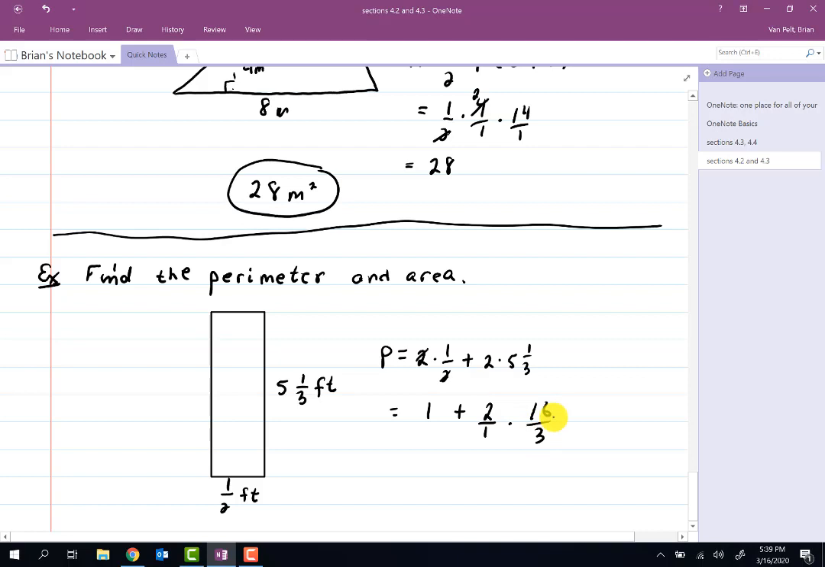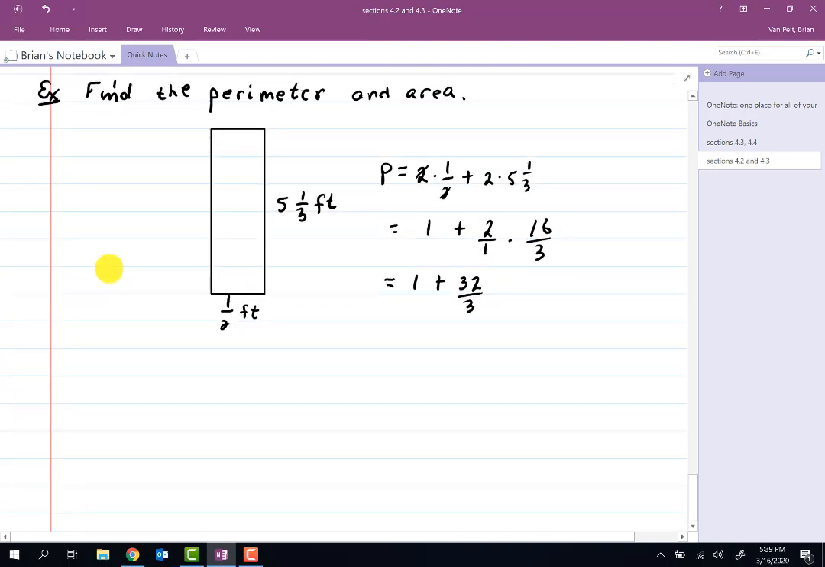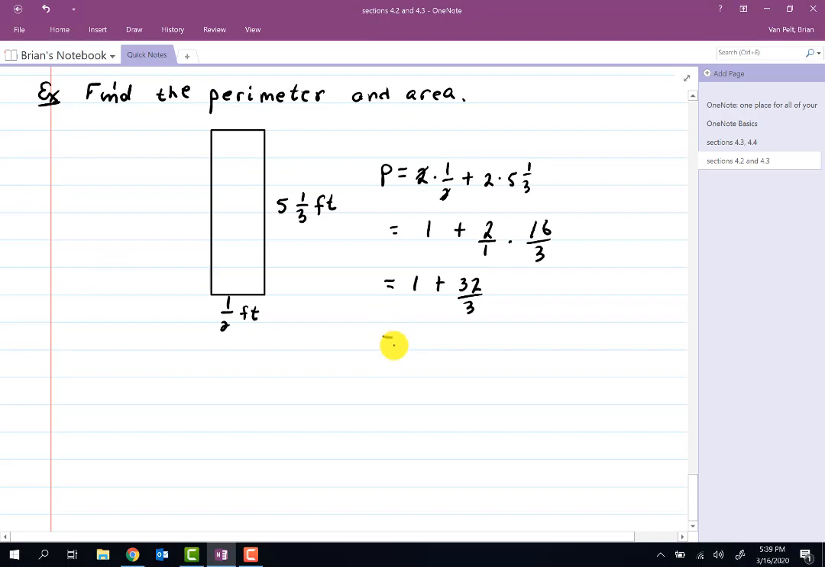Well, I can't do any simplifying there. I'm going to get 1 plus 32 over 3. And if I want to add these two together, I'll rewrite the 1 as 3 over 3, and the 32 over 3 will stay. And I'll get 35 over 3.